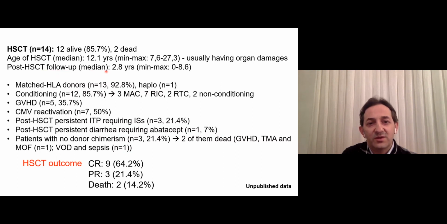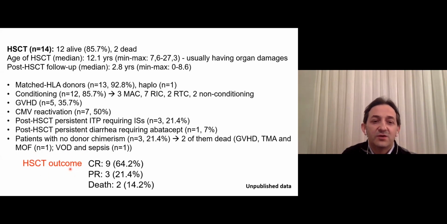This is the post-transplant follow-up, with a median of almost 3 years. The majority of them received matched HLA donors with conditioning, and some of them suffered from GVHD and CMV reactivation. Also, there were 4 patients who still required immunosuppressants after transplantation due to intractable ITP or diarrhea. And at the end of the study, there were 3 patients with non-donor chimerism. 2 of them died due to GVHD and multi-organ failure, and VOD and sepsis in 1 patient.